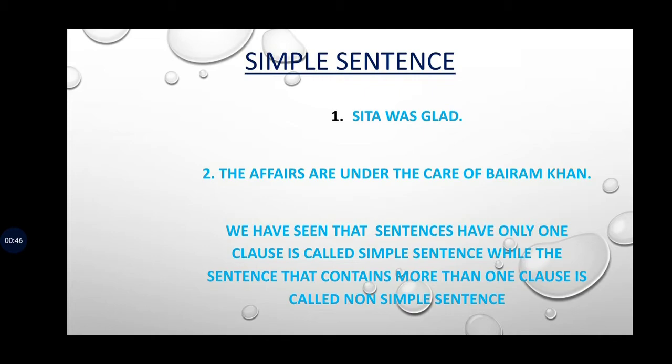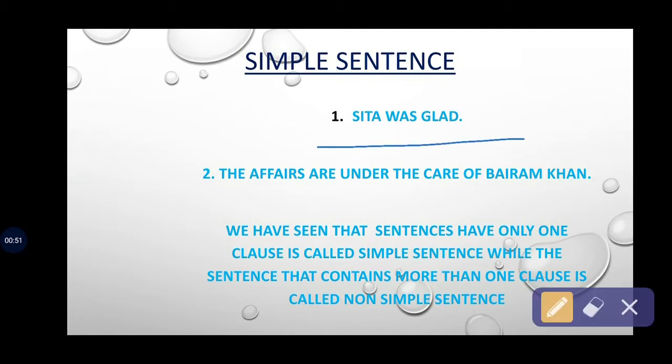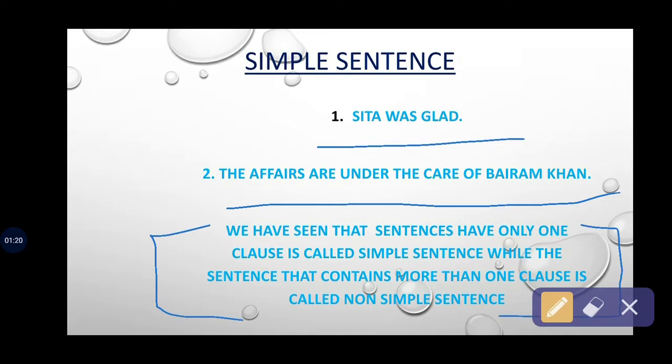First is the simple sentence. As you can see, here are some examples of simple sentences. The first one is "Sita was glad." As you can see, it has only one clause. Now the second example: "The affairs are under the care of Baram Khan." It also has one clause. And I have also written here how we can call it a simple sentence.